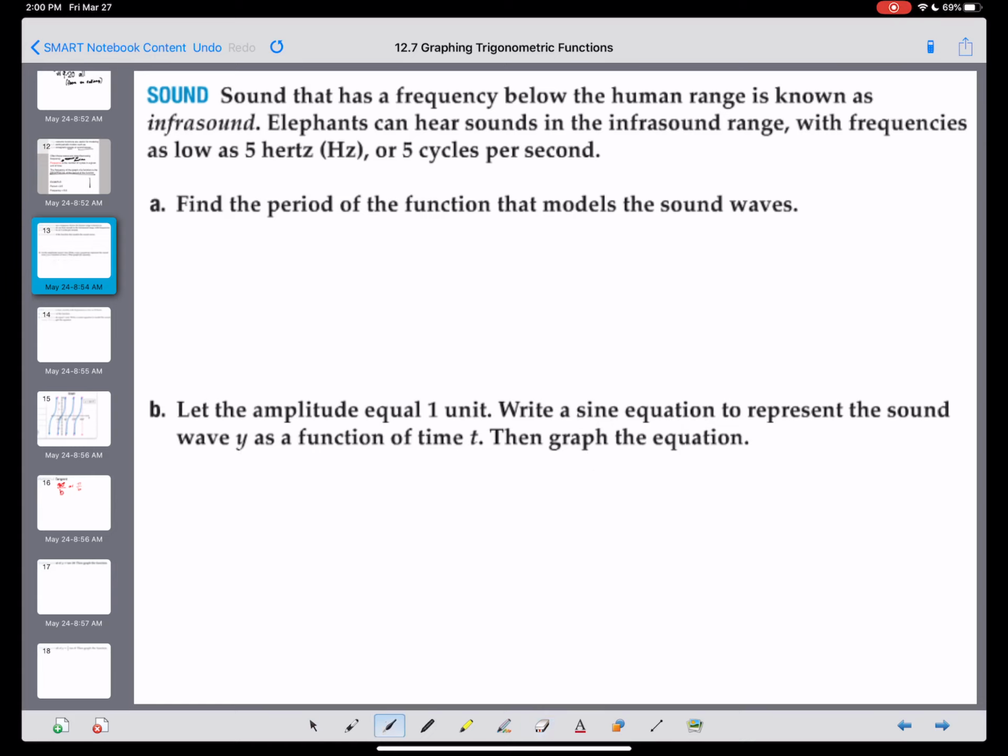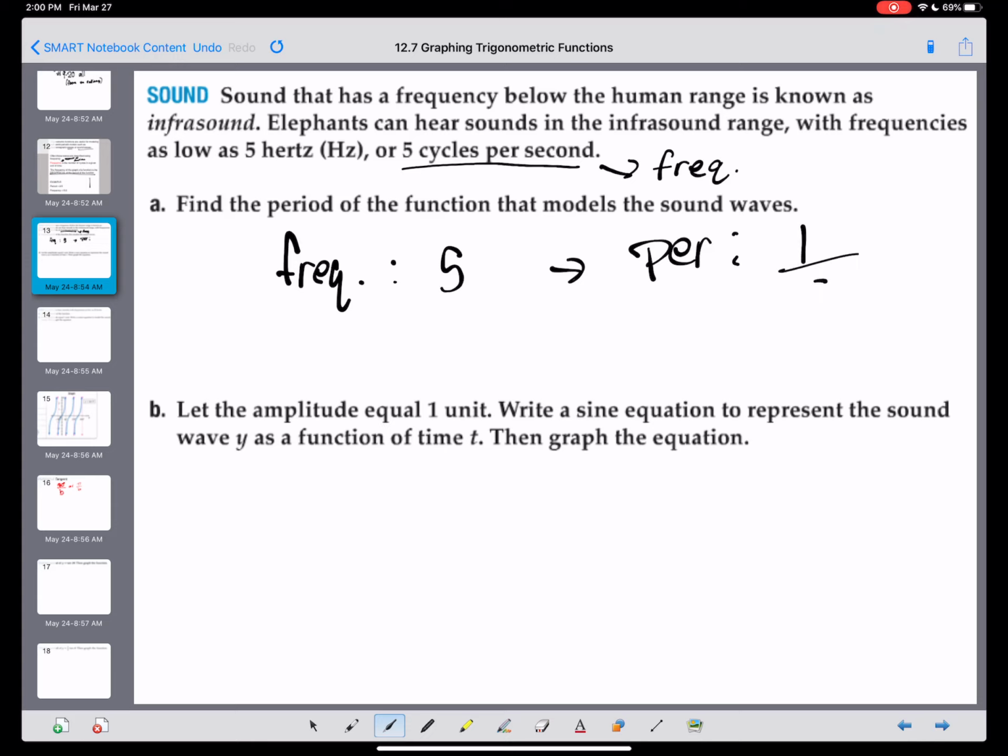So let's reread this problem. Elephants can hear sounds as low as 5 hertz, so 5 cycles per second. Okay, so that is the frequency right there. Find the period of the function that models the sound waves. So we know that frequency is 5. That means that the period is the opposite, or just the reciprocal, so it's 1/5. So the period is 1/5.